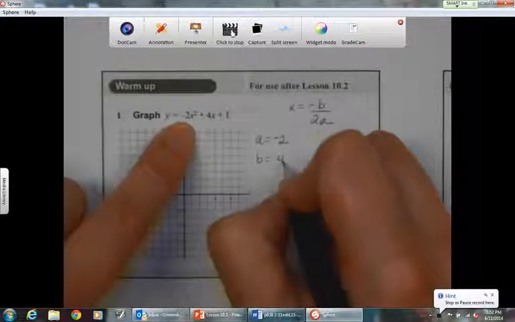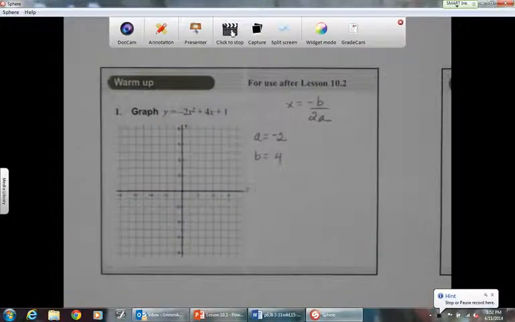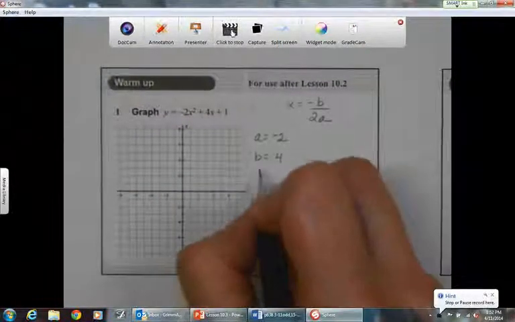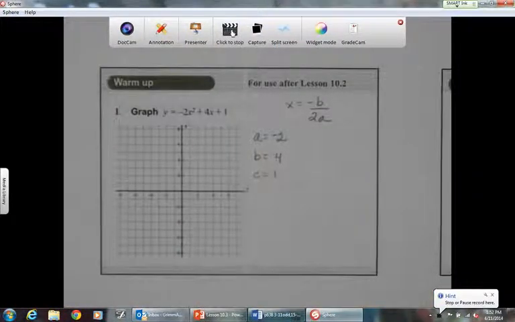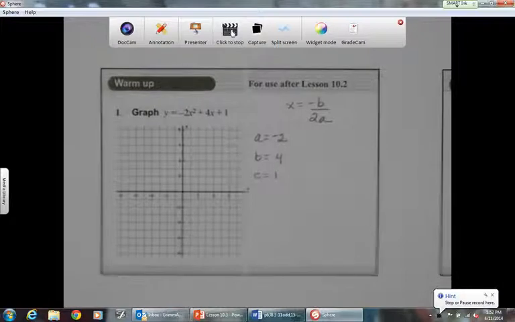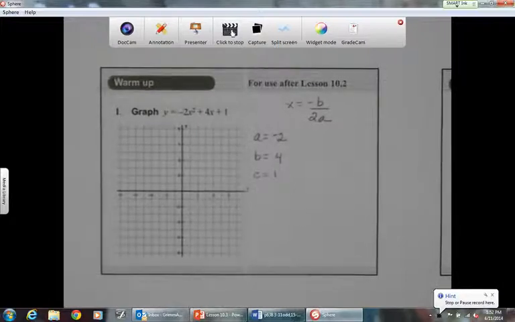Oh, my screen is frozen. Okay. C is positive 1. Okay. Well, I'm still recording back here, even though you can't see it. Bam. There it is. Yeah, it'll show my computer screen, not that screen.